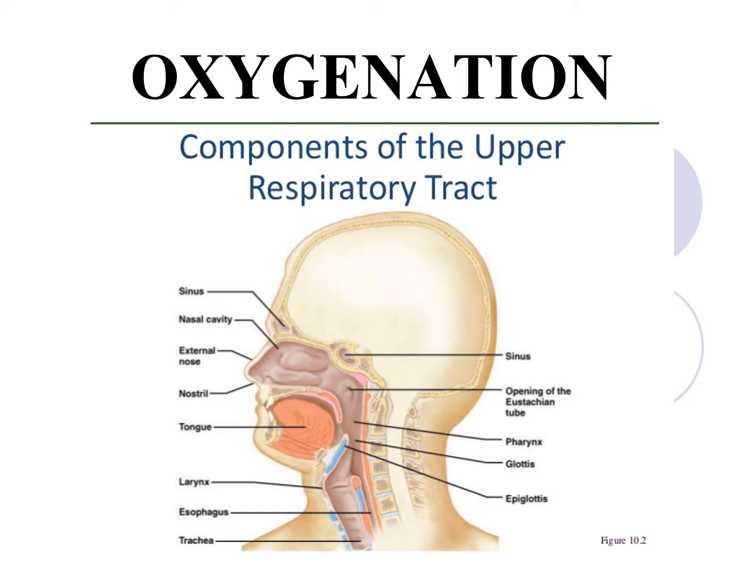So it starts from the nose, nostrils, then it will go to the nasopharynx, the pharynx, then it will go to the larynx. From that, we will start the lower respiratory tract, starting from the trachea, then bronchi.